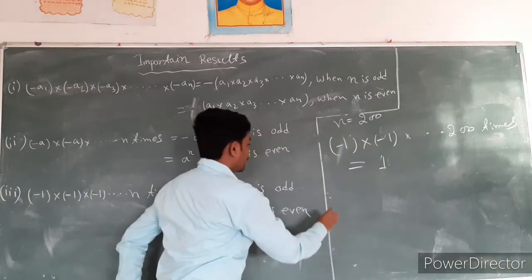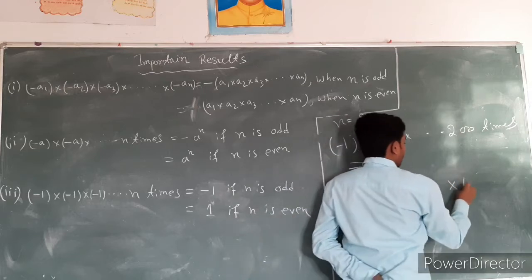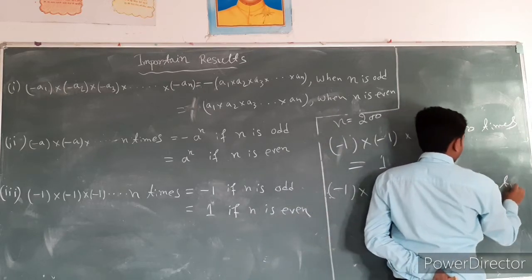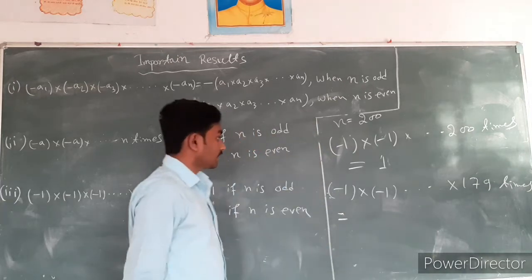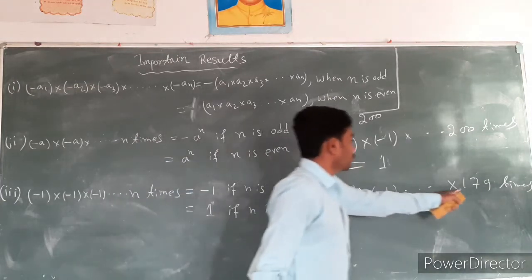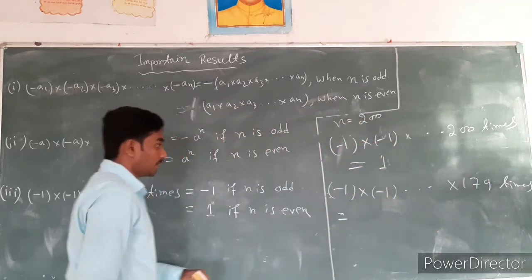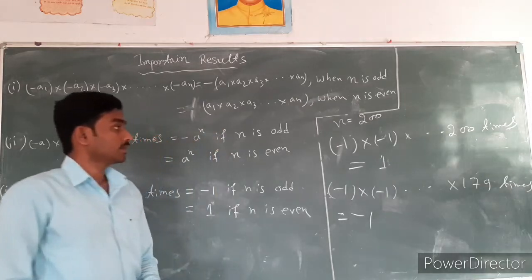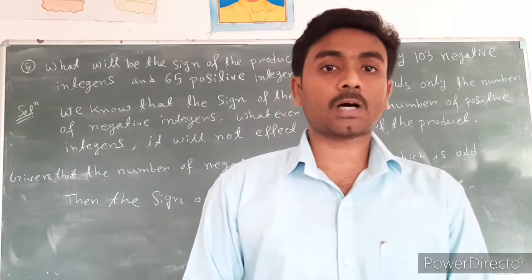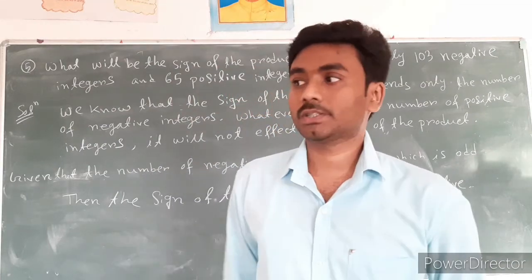1. If minus 1 is multiplied 179 times, then what will be the result? See here, n is 179, which is an odd number, so the answer will be minus 1. Now we solve some problems related to multiplication of integers.